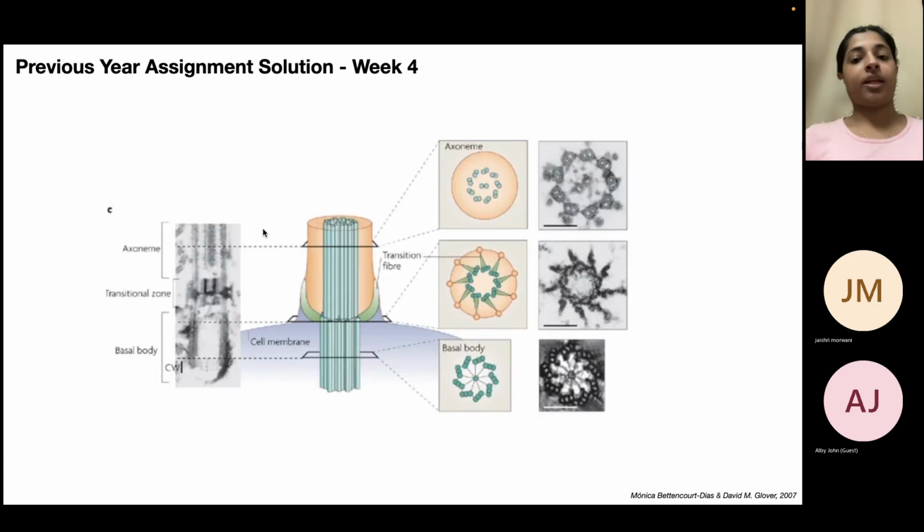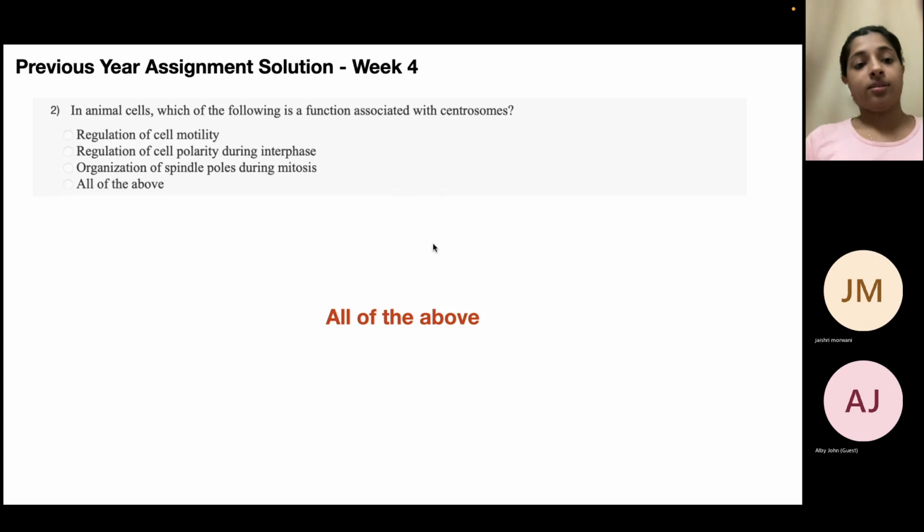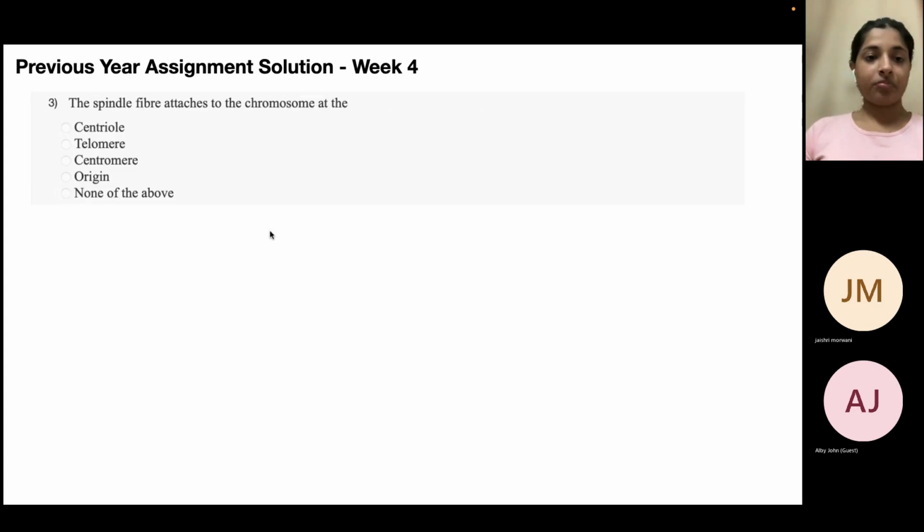And so centrosomes are very crucial to the regulating of the cell polarity. But the other function that we have not discussed so far is that these centrioles or centrosomes are also capable of organizing and ensuring that appendages like cilia or flagella arise from it. So the other option, regulation of cell motility, which is mediated by appendages like cilia and flagella, is also because of centrosomes, and they play a crucial role. So the answer to this would be all of the above.